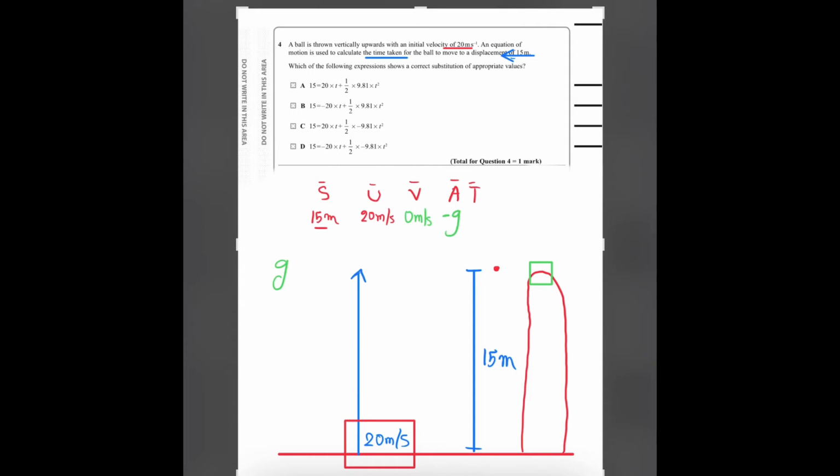The equation relating S, U, V and A is S equals ut plus half at squared. So S is 15 equals U is 20 times time, plus half into minus G into T squared. So the only answer that matches with this is option C. So option C is the answer for number 4.